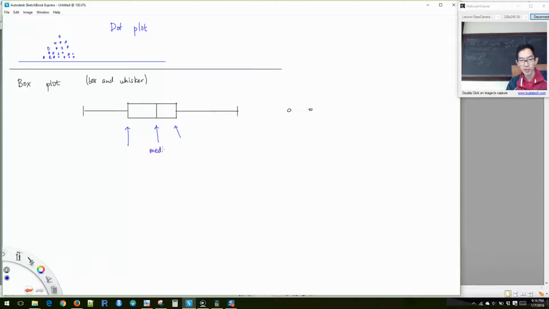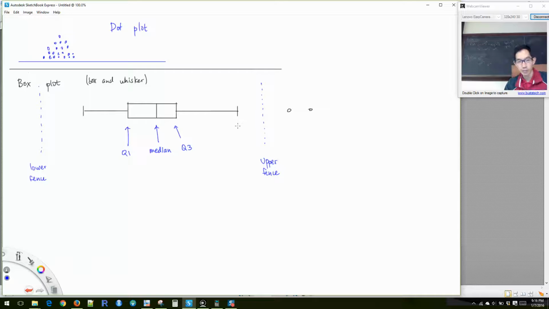In the middle we have the median. Over here we have Q1, and Q3. There are invisible boundaries out here and here, and these would be the upper fence and lower fence.